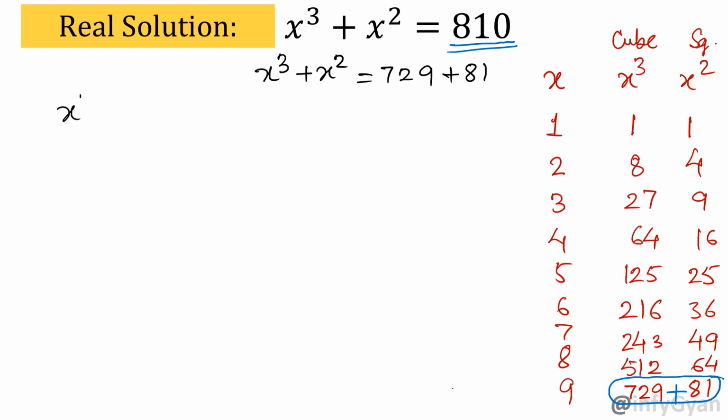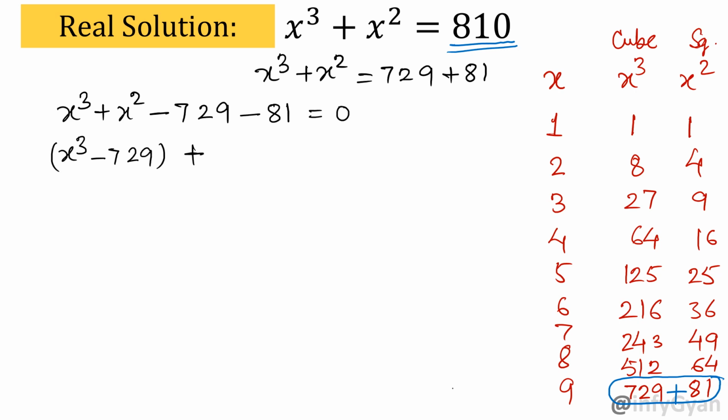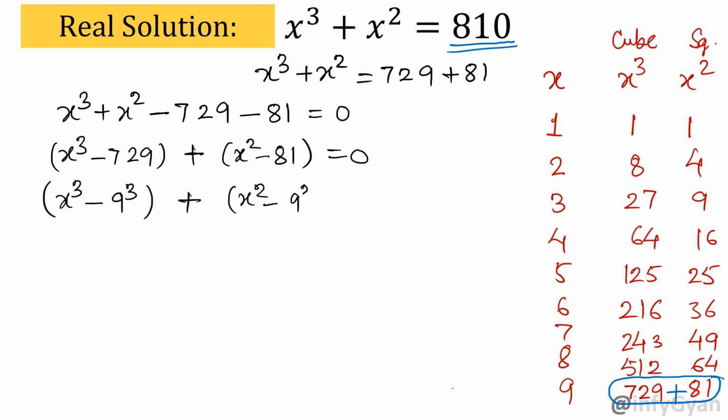So x cube plus x square minus 729 minus 81 equal to 0. x cube minus 729 in one bracket, x square minus 81 in another bracket equal to 0, and the next step will be x cube minus 9 cube plus x square minus 9 square.